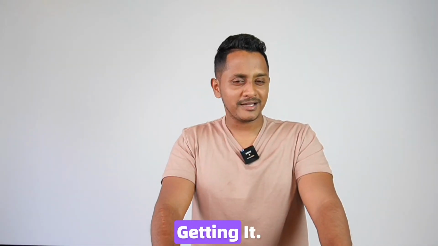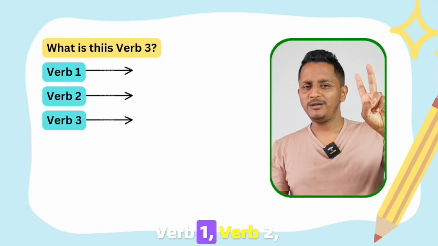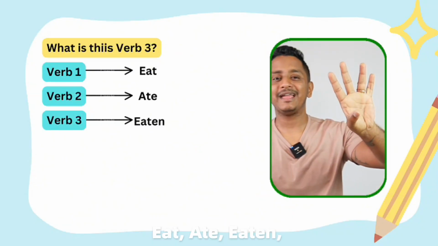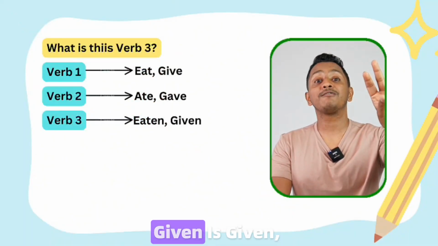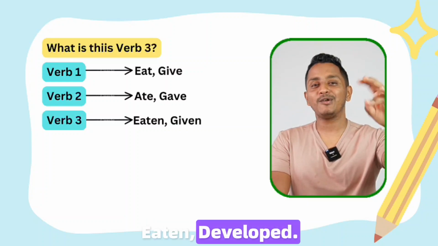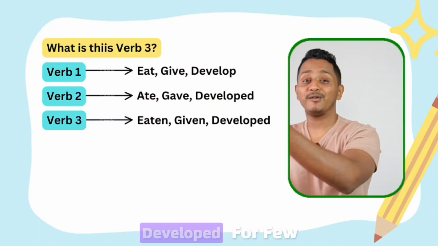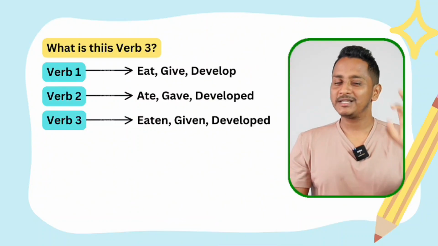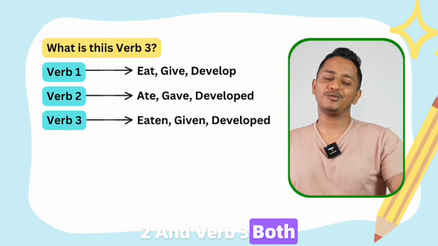Hope you are getting it. Now what is this V3? Verb 1, verb 2, verb 3. Eat, ate, eaten. Give, gave, given. Is given, eaten, developed. For a few of the words, verb 2 and verb 3 both will be the same.